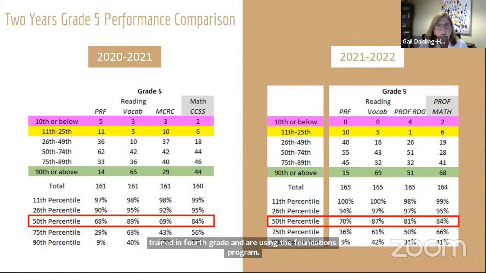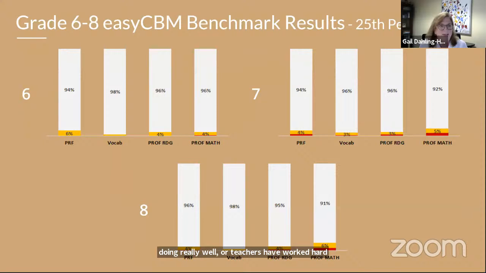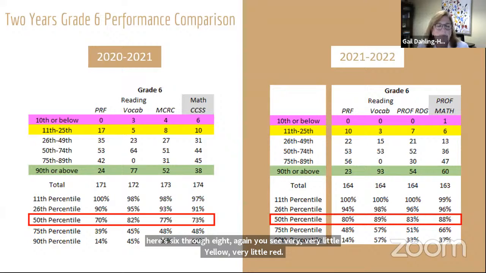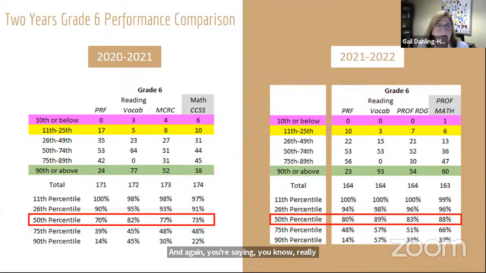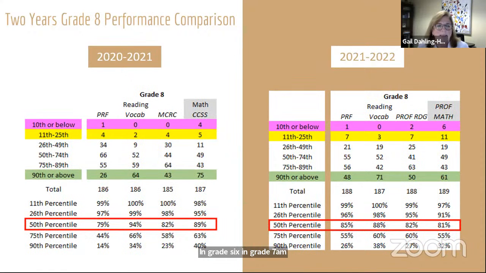And here you see our 5th graders, again, doing really well. Our teachers have worked hard to make sure that kids are maintaining grade level performance. So here's 6 through 8. Again, you see very little yellow, very little red. And again, you're seeing really strong representation at the 50th percentile this year in grade 6, in grade 7, and in grade 8.